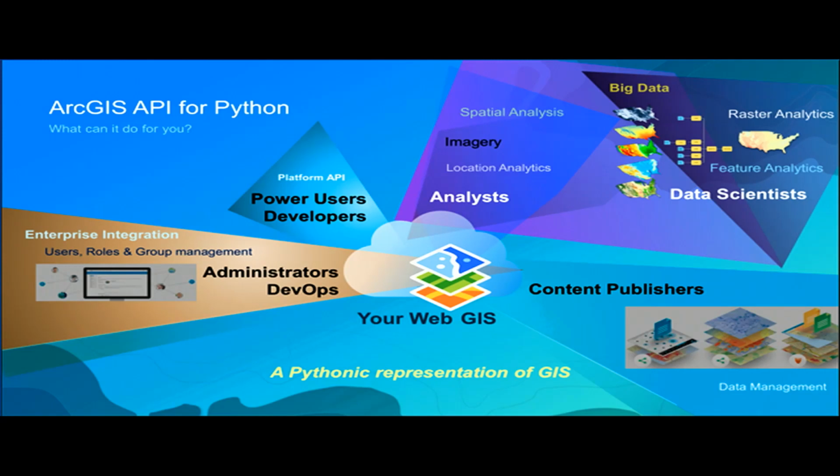Administrators and DevOps people use the Python API to manage users, groups, and content. You can update web maps. You can automatically from code add users, update groups. It's also used by analysts for a lot of spatial analysis, imagery, location analytics, making of web maps and web scenes, visualizing data, which is kind of what we're going to focus on in this session.